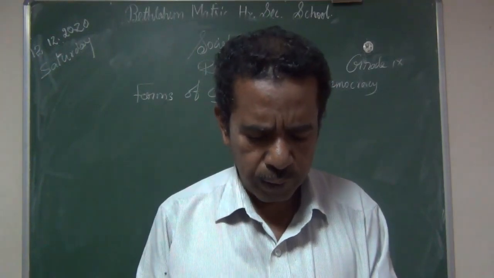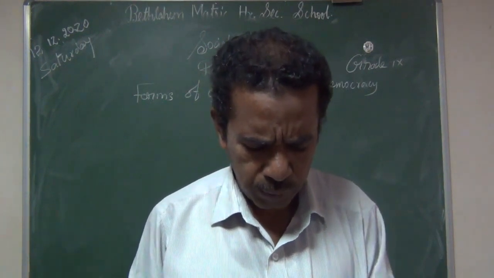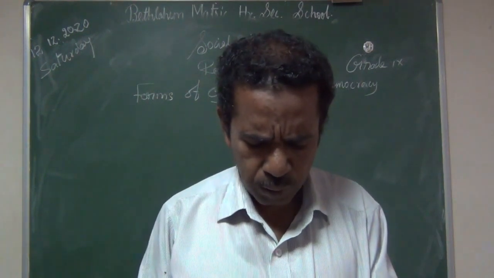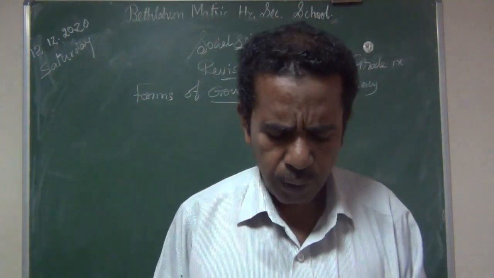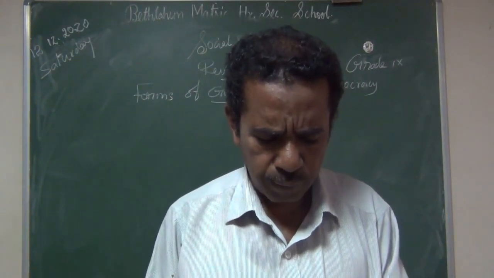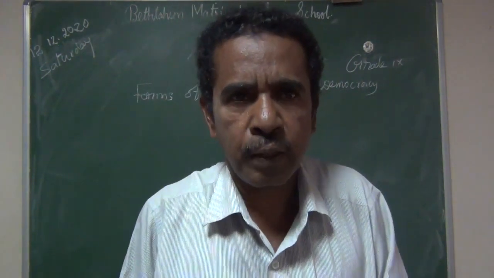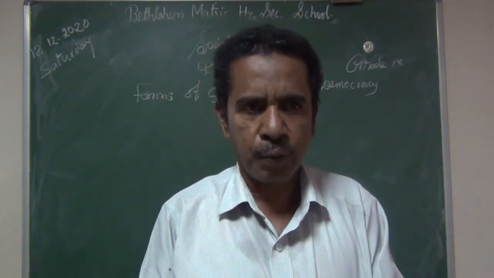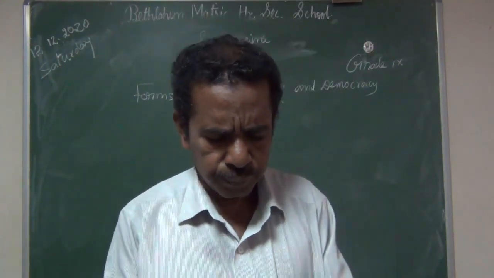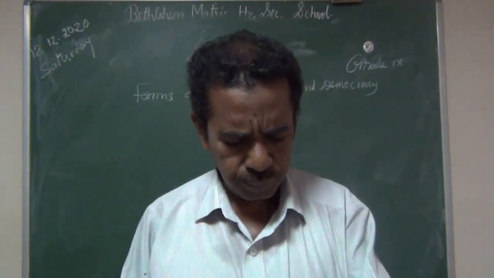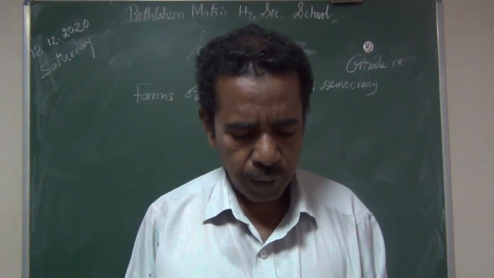Then the ninth one, assertion and reason. Both A and R are true and R does not explain A. A large number of pressure groups exist in India. A large number of pressure groups are there in India, not large group. Large pressure groups are there in USA. Okay, B is the correct answer for the ninth one.